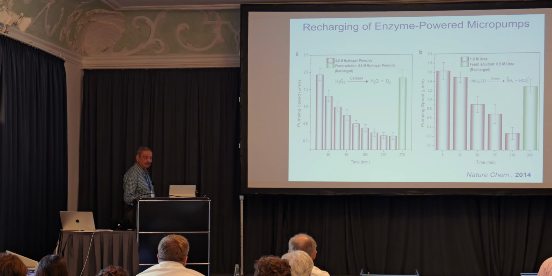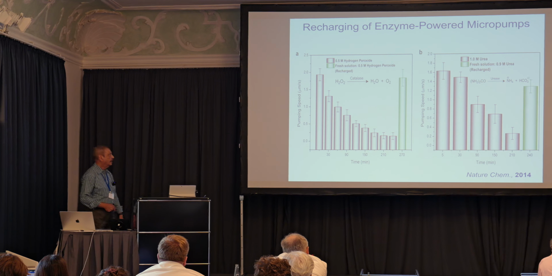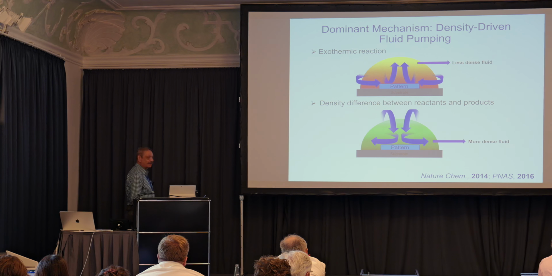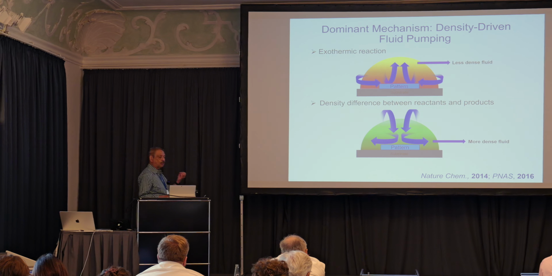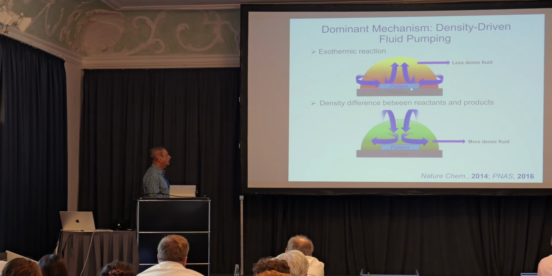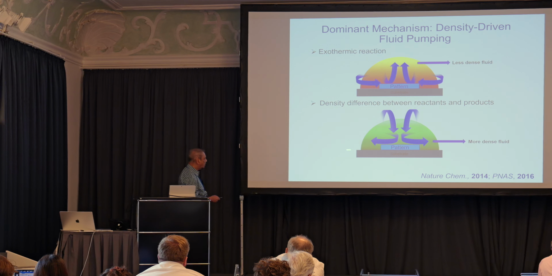Okay, so what's the mechanism for this one? Well, the mechanism for this is density driven. So if the products are lighter than the reactant, they're going to rise. And so the fluid, because of fluid continuity, will come in from the side. We call this an inward pump because the flow is inward near the enzyme patch. If the product is denser, it spreads out and they come in. So this is an out pump.